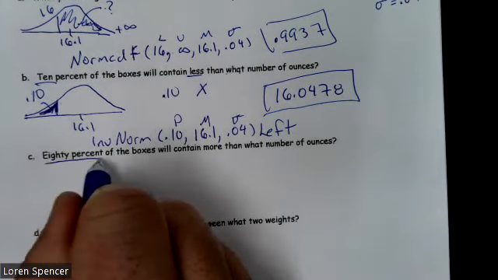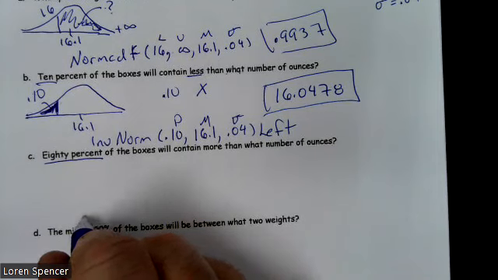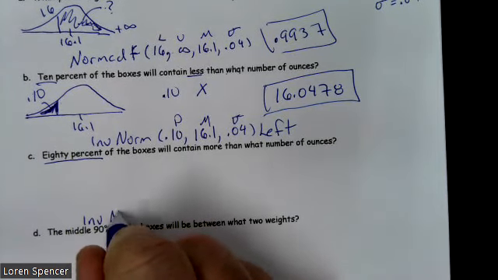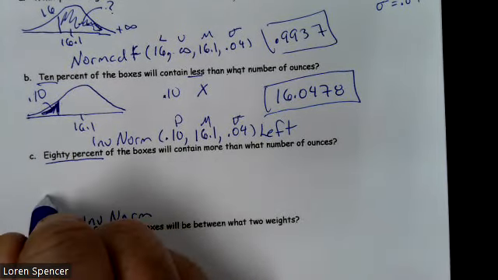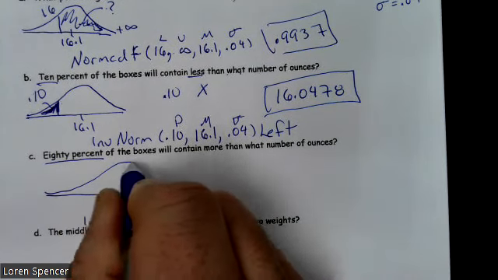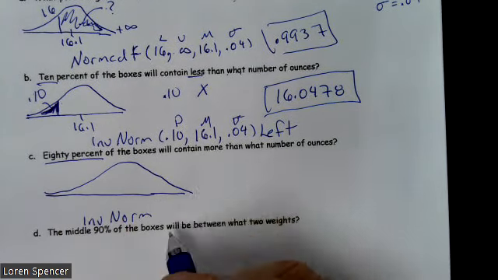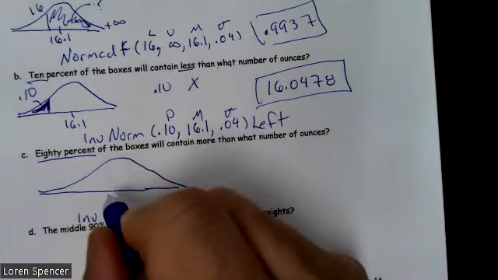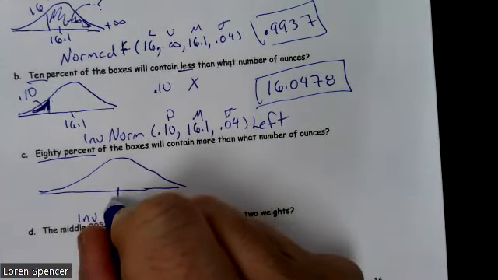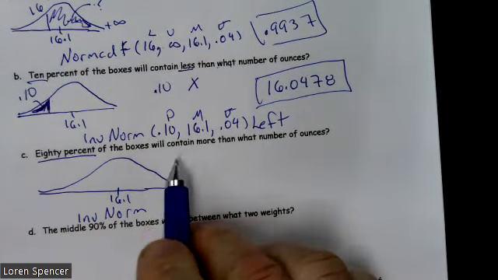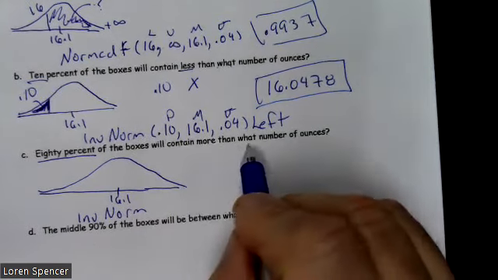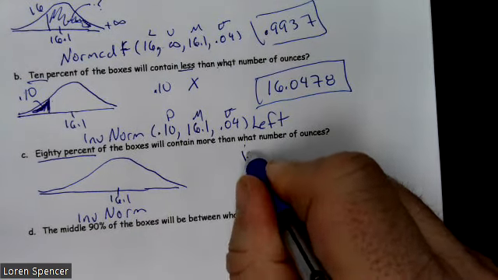All right, so they gave me this. So this tells me I'm working with an inverse norm. They gave me a percent, so this is going to be an inverse norm. And we know our mean is 16.1, so that's not changing. And it says more than what? So here's that thing, that what?